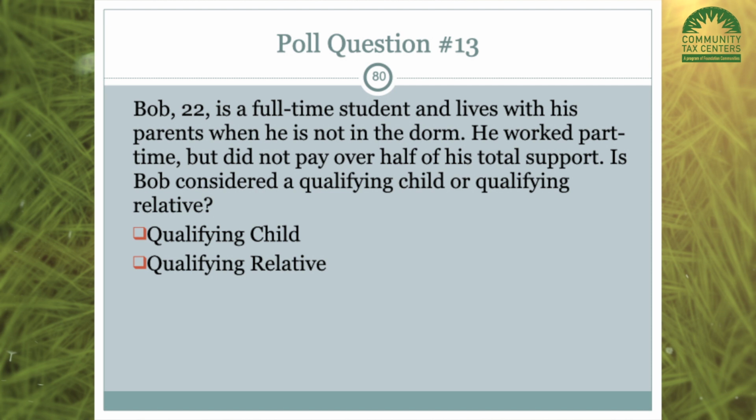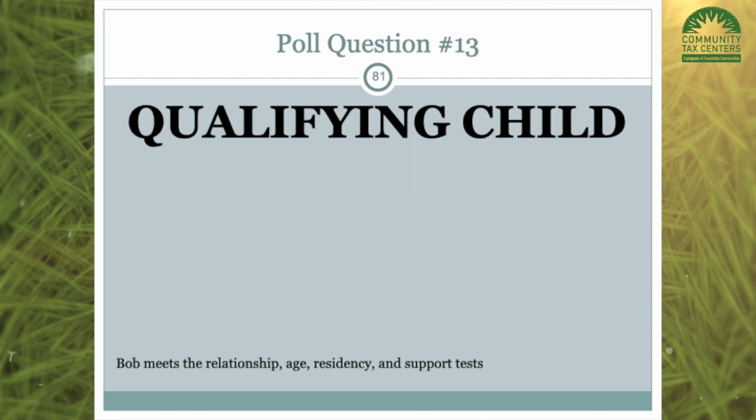Bob, 22, is a full-time student and lives with his parents when he is not in the dorm. He worked part-time but did not pay over half of his total support. Is Bob considered a qualifying child or a qualifying relative? Yes, you all are correct. He is a qualifying child. So Bob meets the relationship, age, residency, and support test.